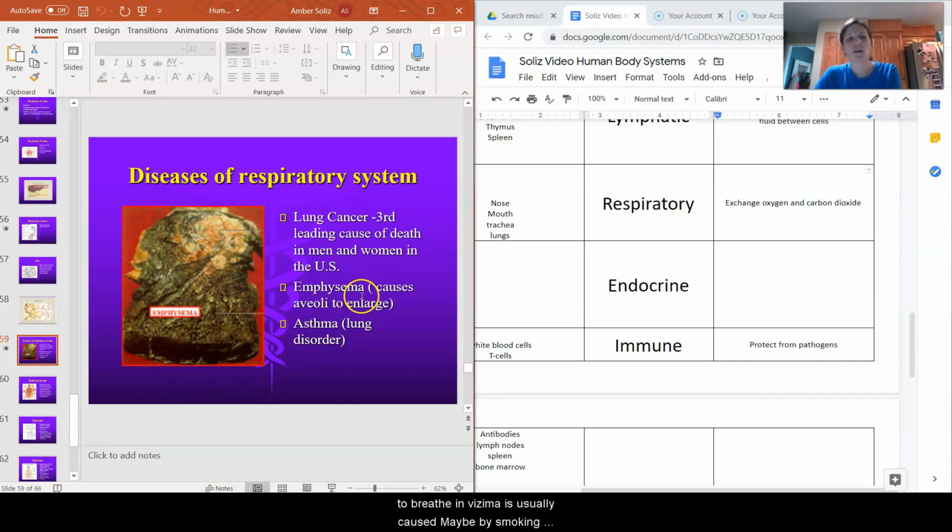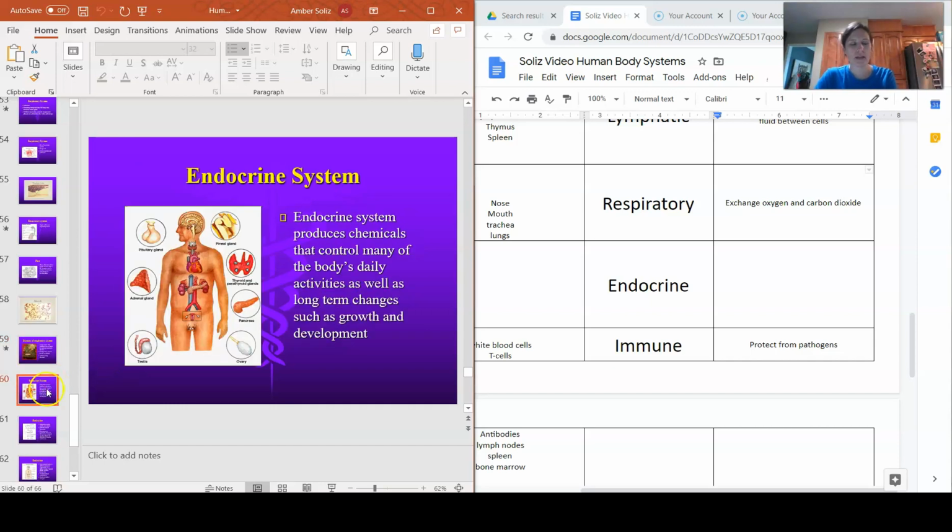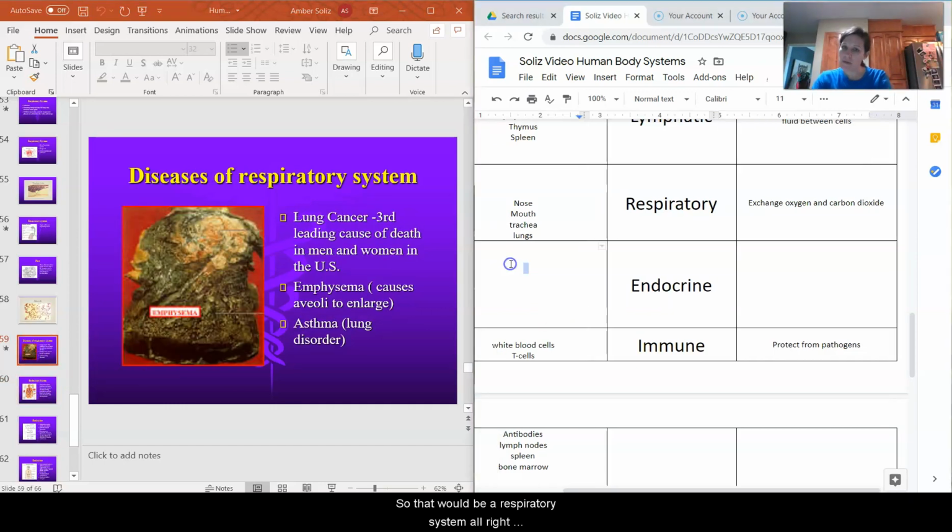Emphysema is usually caused maybe by smoking, but you can tell where your lungs have just gotten black. And vaping can do this to your lungs as well. It just kind of turns your lungs black. And I mean, you can obviously see the issues in that happening. So that would be your respiratory system.